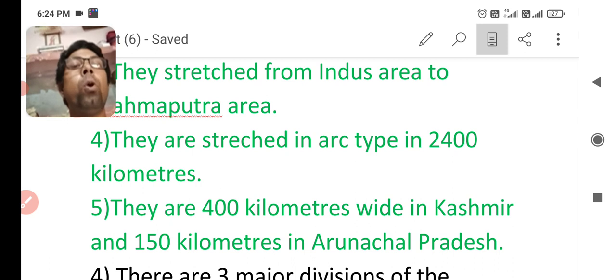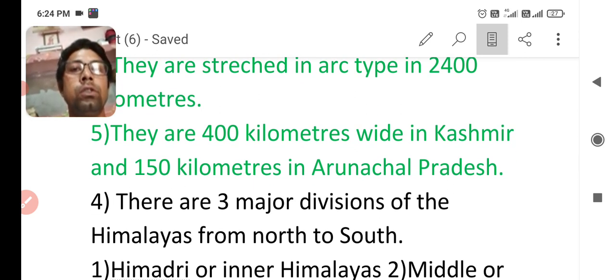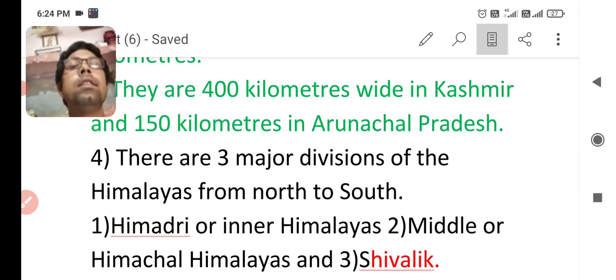And they are 400 kilometers wide in Kashmir, and on the other hand 150 kilometers in Arunachal Pradesh. So they are more wide in Kashmir. And the next point of today is there are three major divisions of Himalayas from north to south.